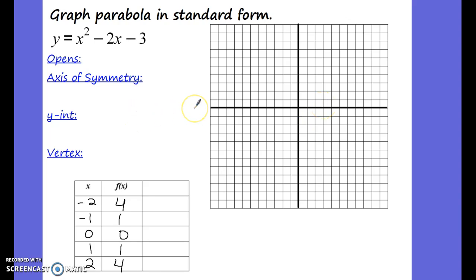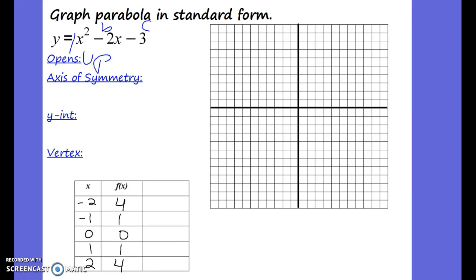All right, so let's graph. So we have y equals x squared minus 2x minus 3. Well, notice that our a value is 1, our b value is negative 2, and our c value is negative 3. Since our a value is positive, it's going to open up.